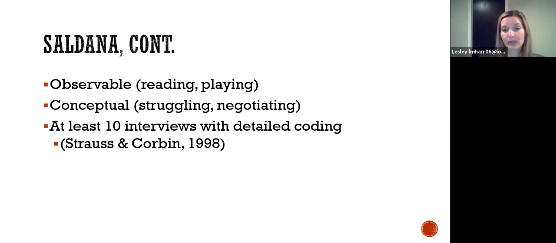So Saldaña says we need to do, and so do Corbin and Strauss, at least 10 interviews with very detailed line-by-line coding in order to have enough analytic traction to be able to reach up higher to focus codes, to theoretical codes. And then later, when we've developed our focus codes, we can collect more data and really just overlay our focus codes on the data. Focus coding is easier, in my opinion, than the initial coding. Initial coding is a lot of work.